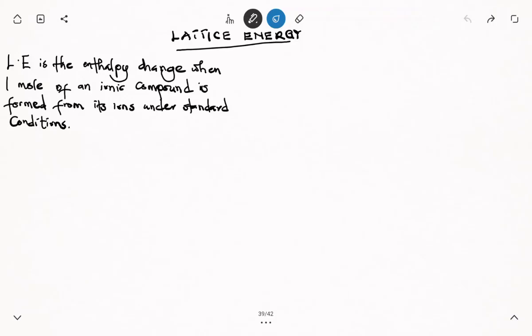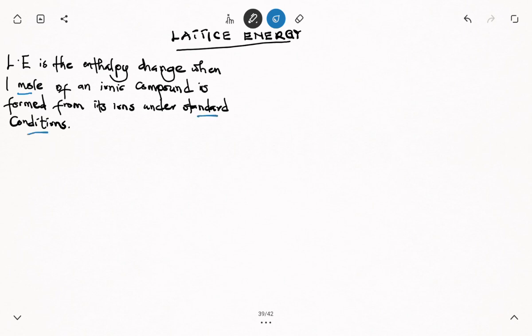In this video, I want us to talk about lattice energy. Now, in your A-level exam, you are going to be asked to define what lattice energy is. It is also known as lattice enthalpy. To define this, you state that lattice energy is an enthalpy change when 1 mole of an ionic compound is formed from its ions under standard conditions.